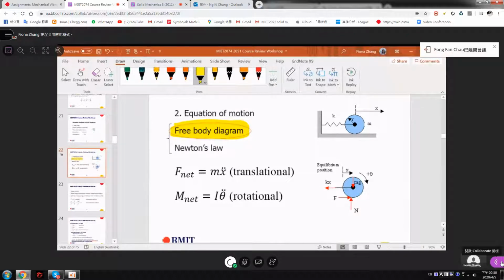So this example has a translational motion as well as a rotational motion together. For translational motion, Newton's law is F equal to m x double dot, F equal to ma, where x double dot is the acceleration.